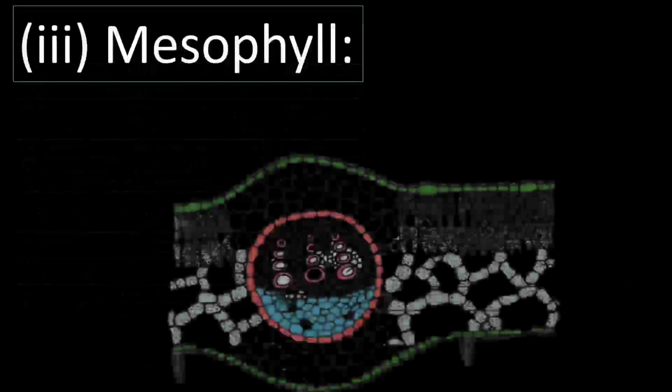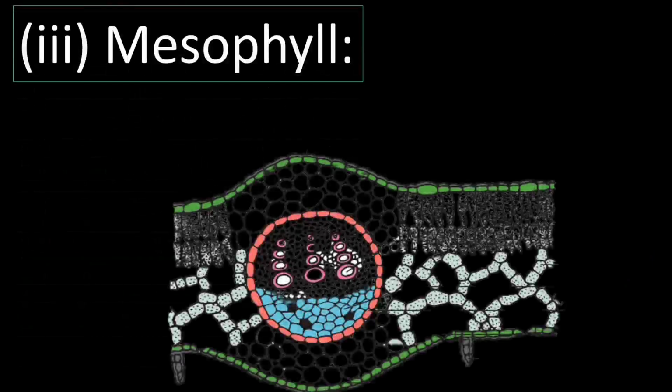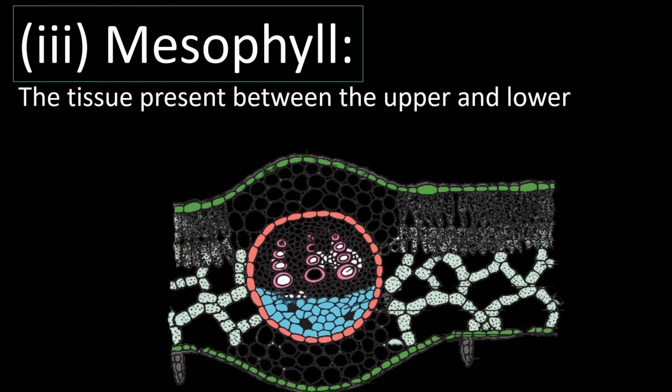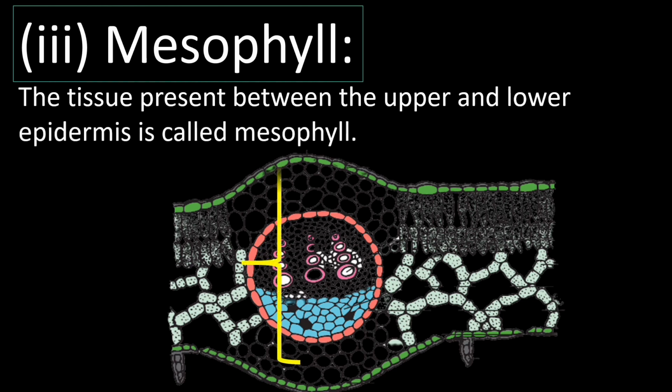Meso means middle. All the tissues found in between upper epidermis and lower epidermis form mesophyll. What is mesophyll? The tissue present between the upper and lower epidermis is called mesophyll. Mesophyll is made up of parenchyma cells which are of two types.